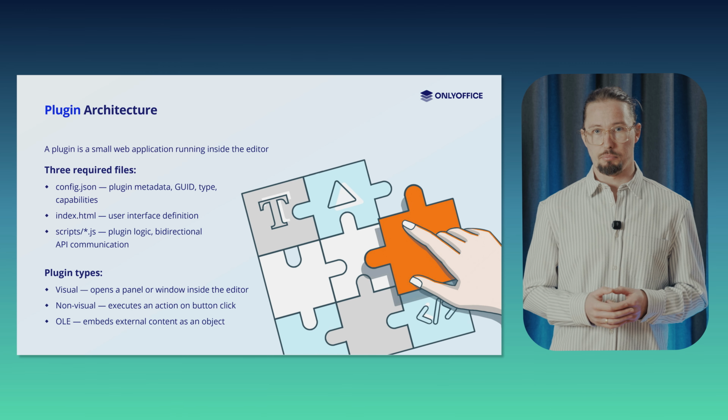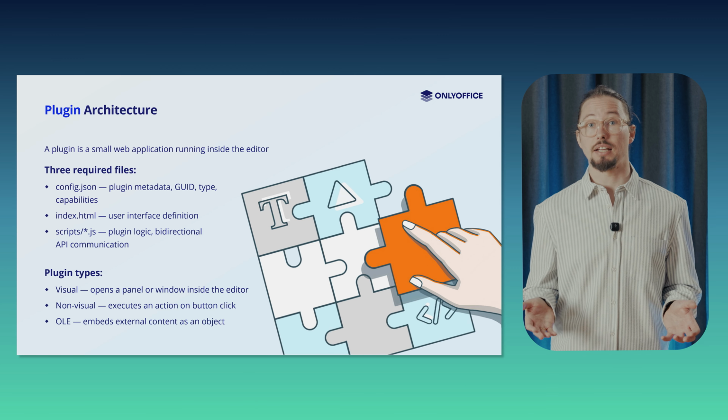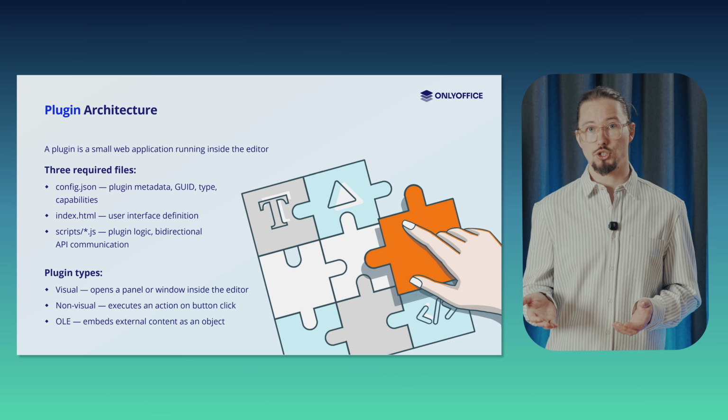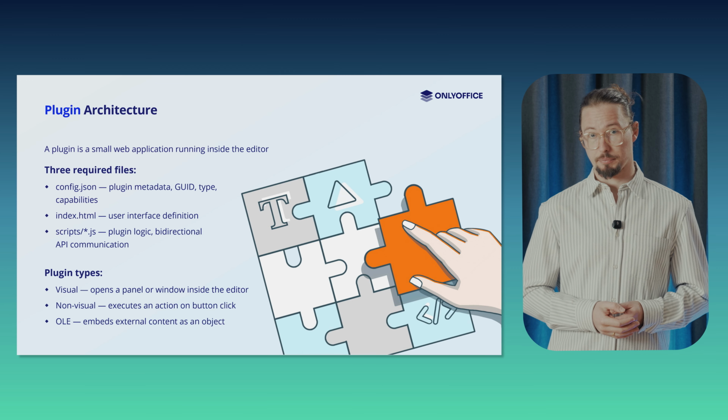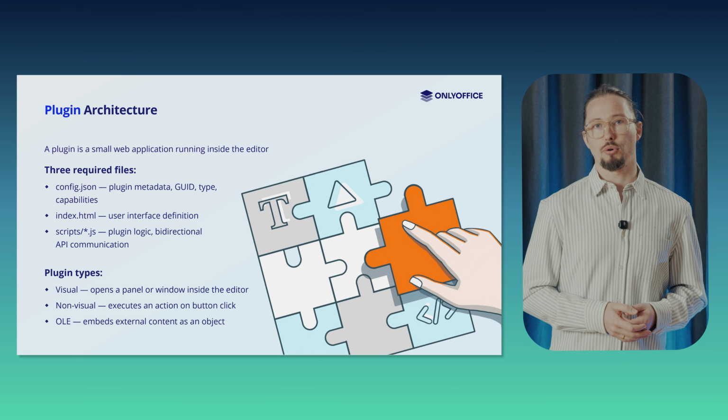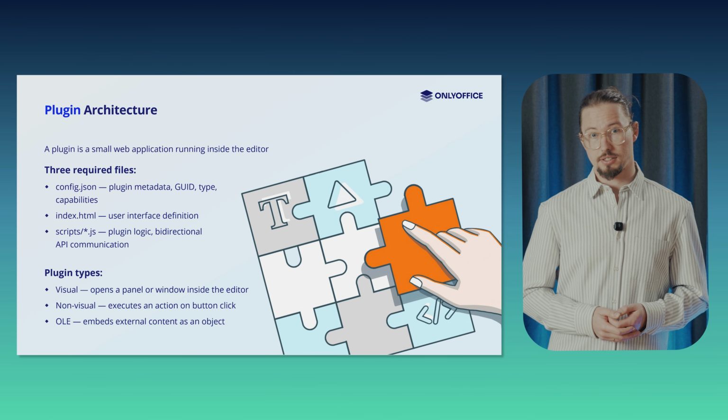Plugins can be visual, meaning they open a panel or a window inside the editor, or non-visual, where they just execute an action when the user clicks a button. There's also an OLE type for embedding external content as objects.